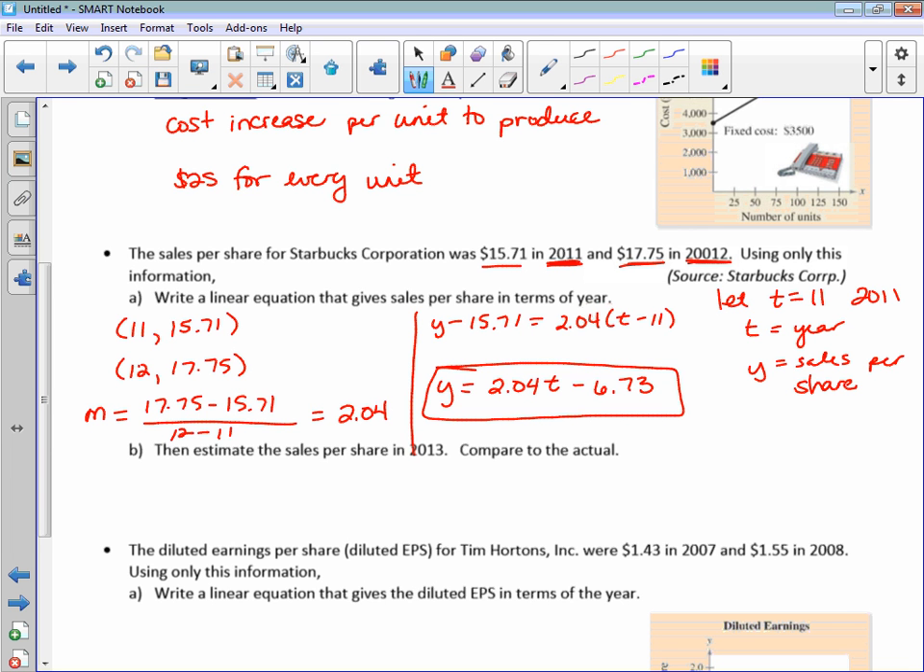So this tells us the sales per share is increasing by $2.04 every year. All right, how are we going to estimate it for the year 2013? Be careful. Don't plug in 2013. You'll get a very large number. Plug in 13 for t. So we are doing 2.04 times 13 minus 6.73.